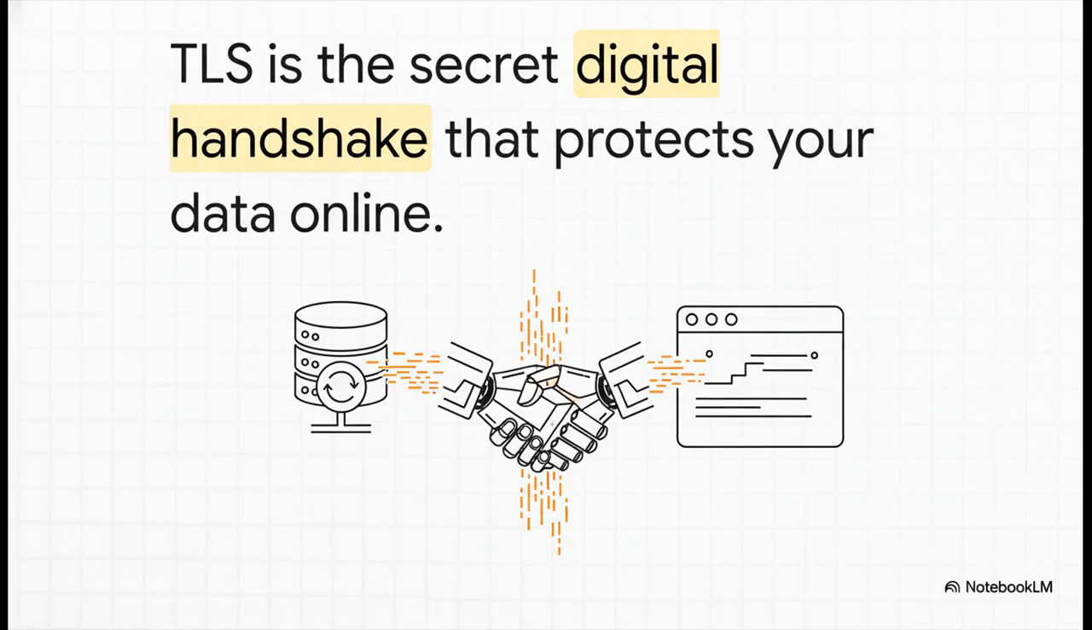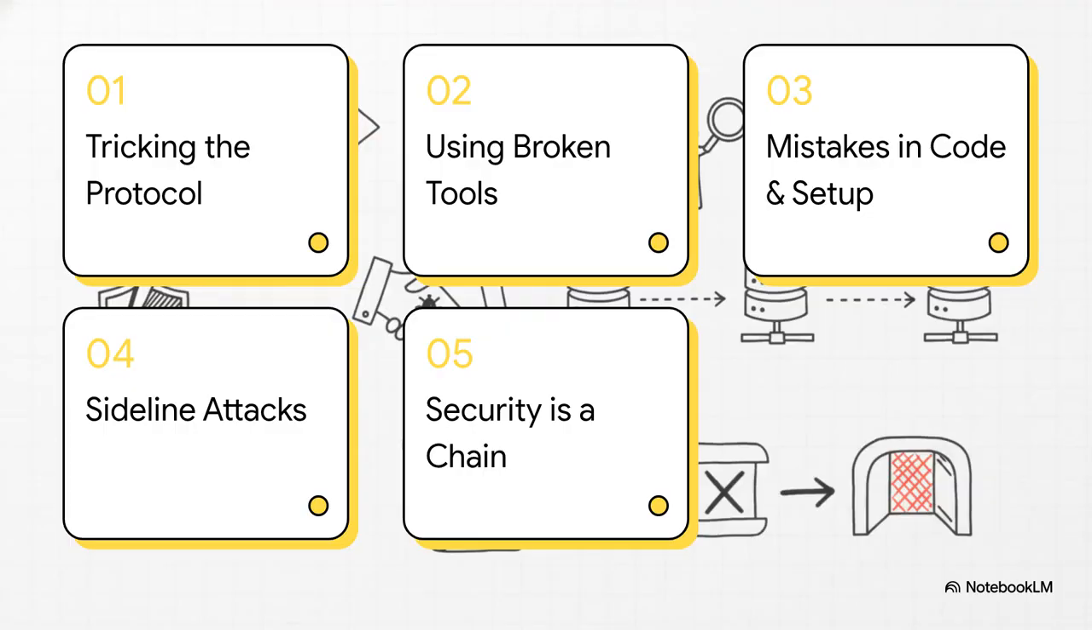But here's the big question. What happens when that handshake can be faked or tricked? All right, so here's our game plan. We're going to explore how this whole security system can fail, and we'll look at it from a few different angles, from tricking the rules of the game to using busted tools, all the way down to plain old human error. So let's jump right in.